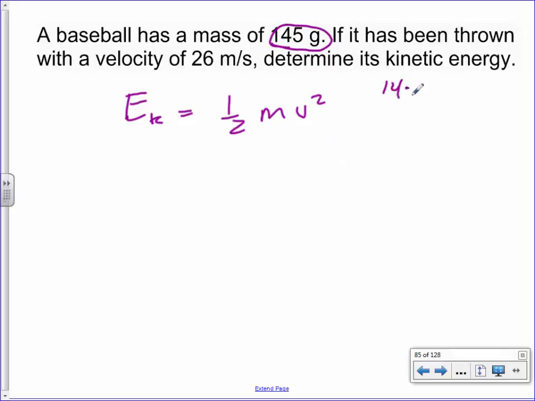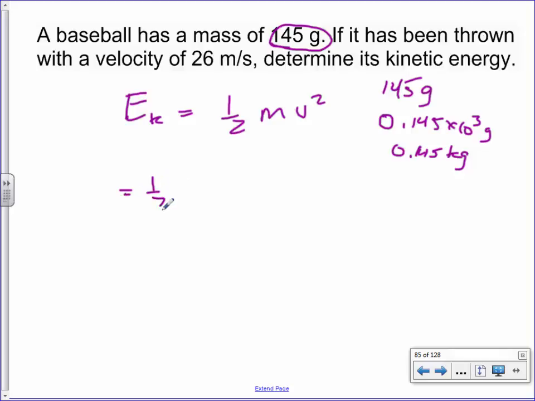So 145 grams has to be converted into kilograms. A kilogram means you need to make something with a times 10 to the 3. So to make this times 10 to the 3, you'd have to make it 0.145 times 10 to the 3 grams. So basically you're dividing by 1,000. 0.145 kilograms is the number we need to use. Does that make sense?